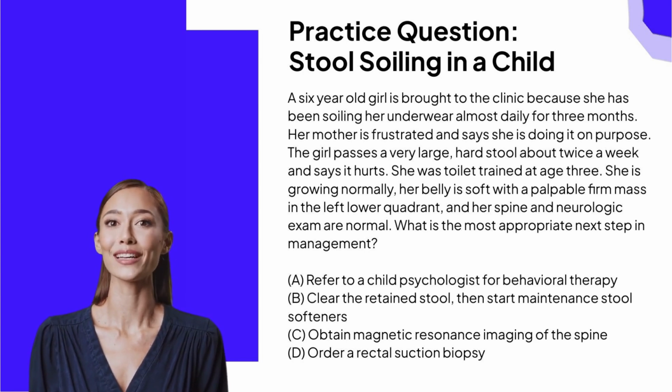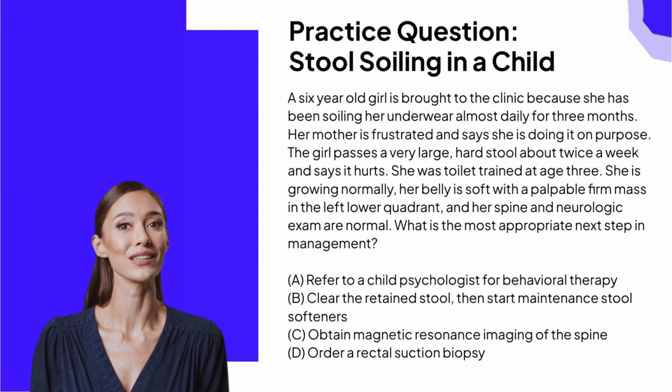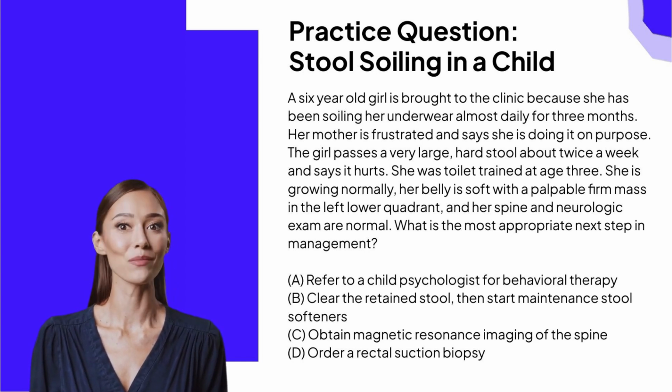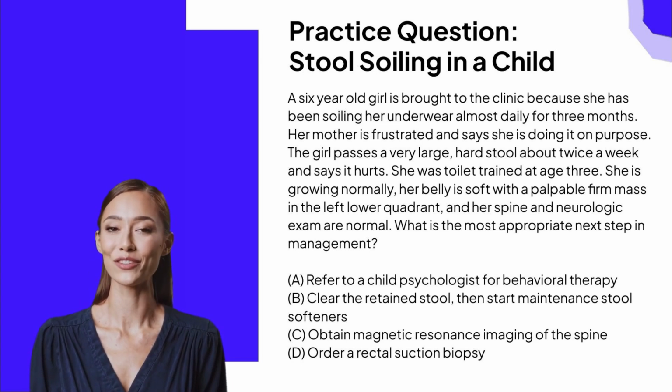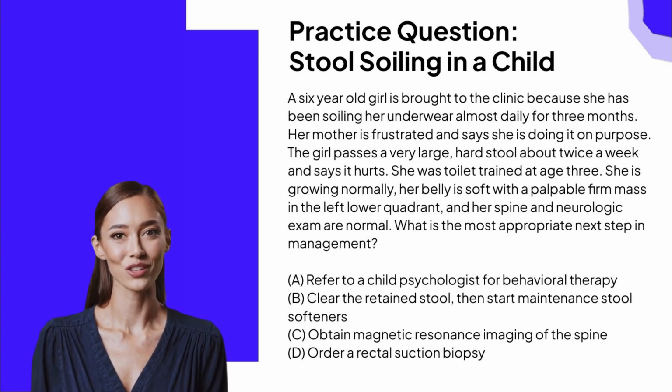She is growing normally. Her belly is soft, but you feel a firm mass in the left lower quadrant, and her spine and neurologic exam are both normal. The question asks for the most appropriate next step. Notice what the stem gave you: a toilet-trained child, painful hard stools, and a firm mass on the left. And notice it took away every red flag by telling you the spine and neurologic exam are normal, and she is growing well.